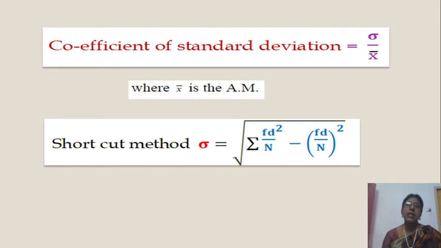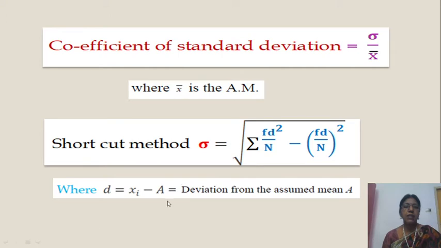Di is here, you write f means fi, d means di. Di is xi minus a, already you know that. So this is the second formula, or take it as a shortcut method. Sigma is equal to root of summation of f into d whole square by n minus fd by n whole square. This is the second method, where d is already I have told, xi minus a. So this can be called the deviation method.